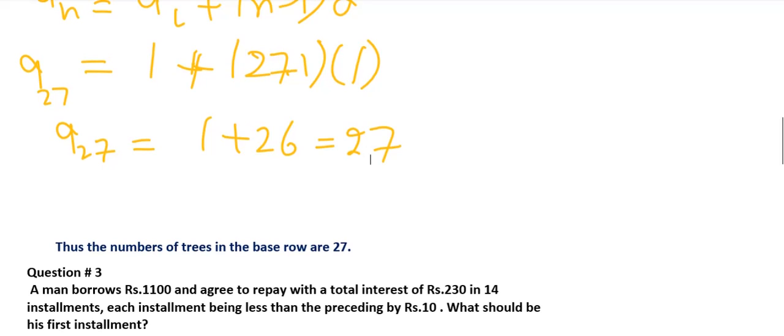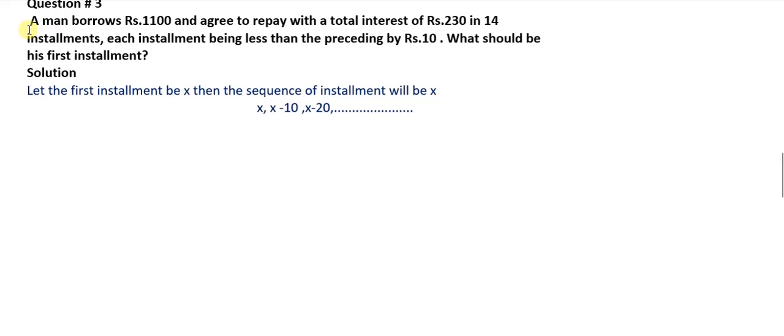So the number of trees in the base row is 27. Now let's come to the next question. Question number 3. In this question, a man borrowed rupees 1100 and agreed to repay with a total interest of rupees 230 in 14 installments, each installment being less than the preceding by rupees 10. What should be his first installment?